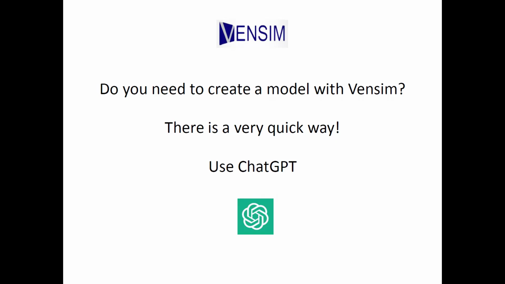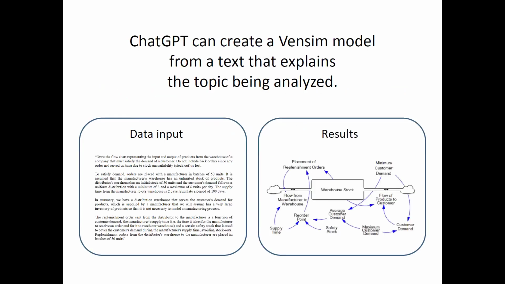Creating a Vensim simulation model requires analyzing the problem, defining the variables to include in the model, drawing the stock and flow diagrams, and writing the equations. All of this takes time. However, there is one option: using ChatGPT to complete this entire process very quickly. ChatGPT can create a Vensim model from text that explains the topic to be analyzed.